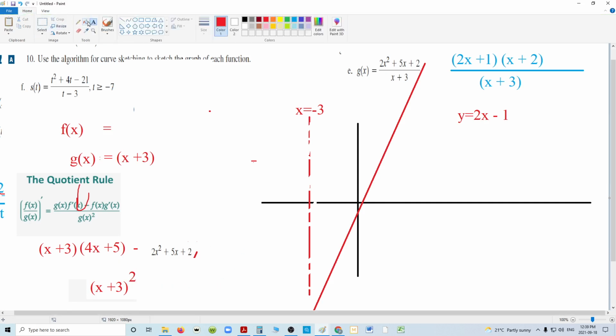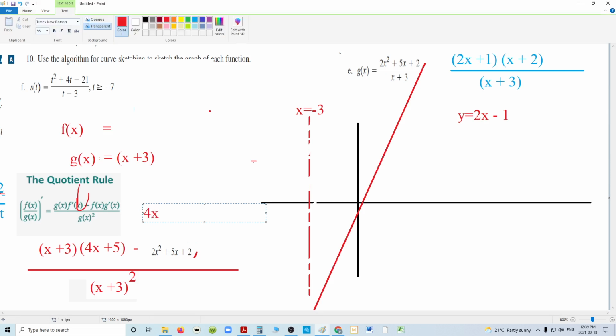Now, it looks like a mess, but it's okay. You now expand x plus 3 times 4x plus 5. You get 4x squared plus 5x plus 12x plus 17x plus 15.